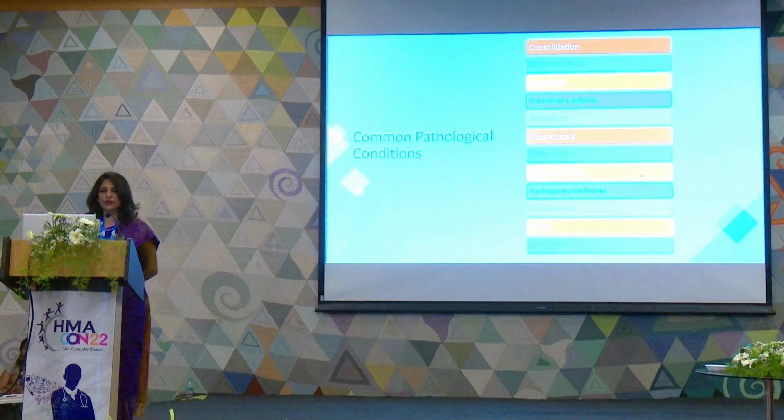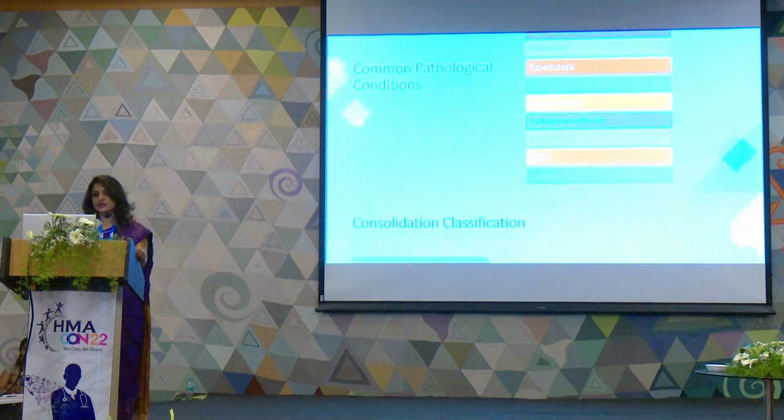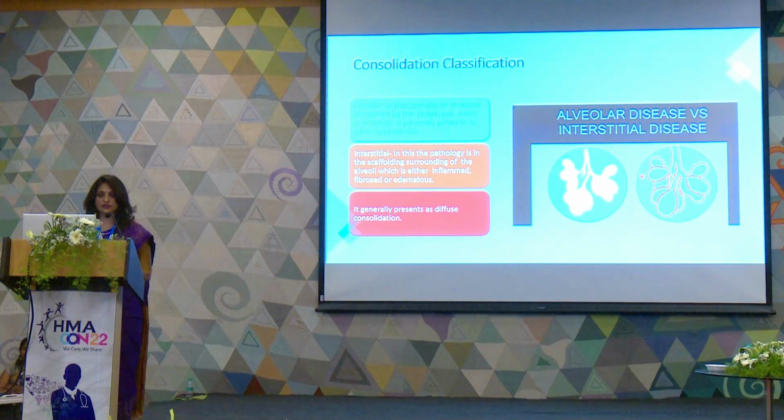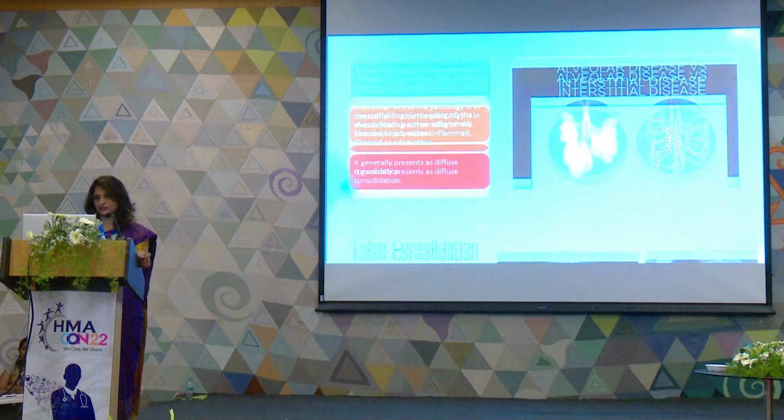Moving towards some common pathological conditions I have covered. First is consolidation. Generally, we can classify consolidation on a pathological basis, that is alveolar or interstitial. In alveolar consolidation, the air in the alveoli is replaced by abnormal materials like pus, water, blood, etc. In interstitial disease, the scaffolding around the alveoli, the interstitium, is pathological. It may be inflamed, fibrous, or edematous. So it generally presents as diffuse consolidation, while alveolar generally presents as lobar or segmental consolidation.